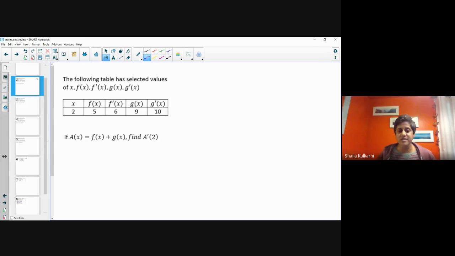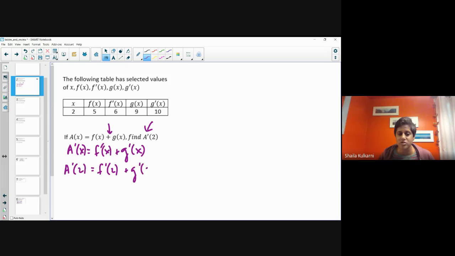It says if a of x is f of x plus g of x, find a prime of 2. So remember, that little prime symbol is saying find the derivative. So let's find the derivative first. And when you have a sum like that, you just take the derivative of each individual term and we get our answer. So now it's asking me to plug in 2 everywhere it says x. Fantastic. And now I have to go to my table. So I'm going to do just that.